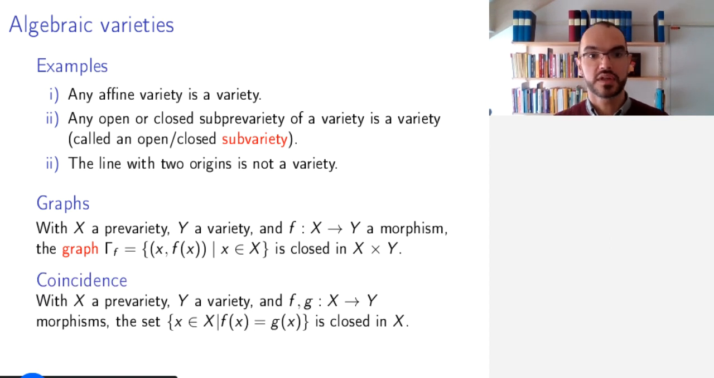And in the same way, you can show that if you have x a pre-variety, y a variety, and f and g two maps, then the set of all x where f of x and g of x are the same is closed in x. I leave it to you as an exercise to construct a map whose pre-image is this of the diagonal and show that this therefore has to be closed.